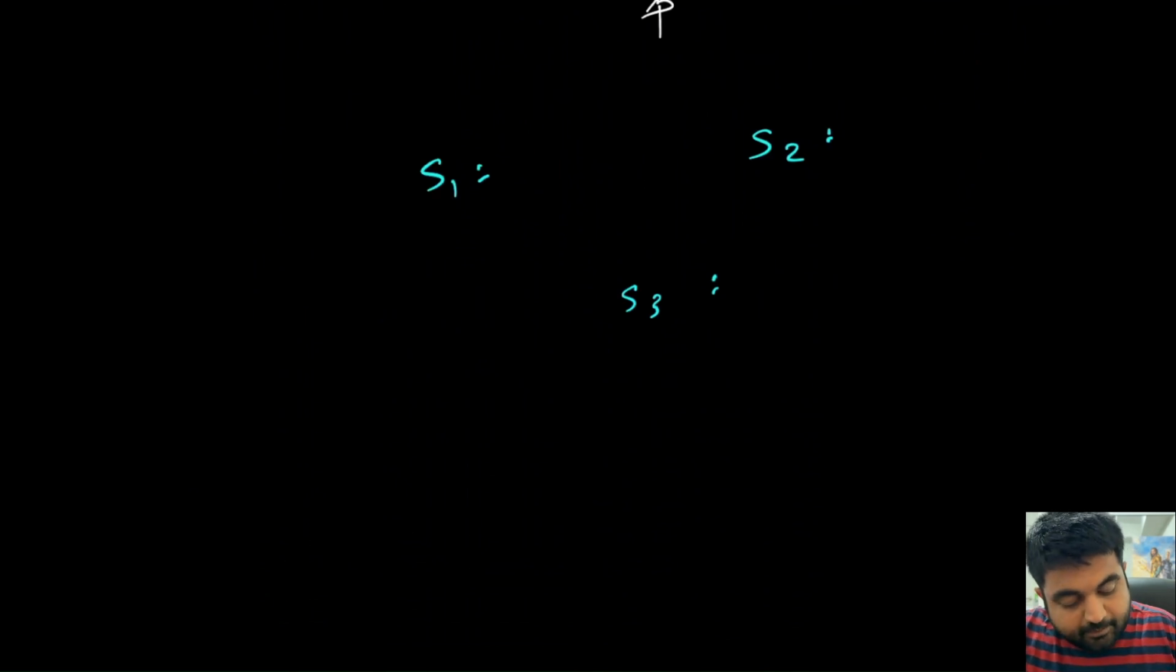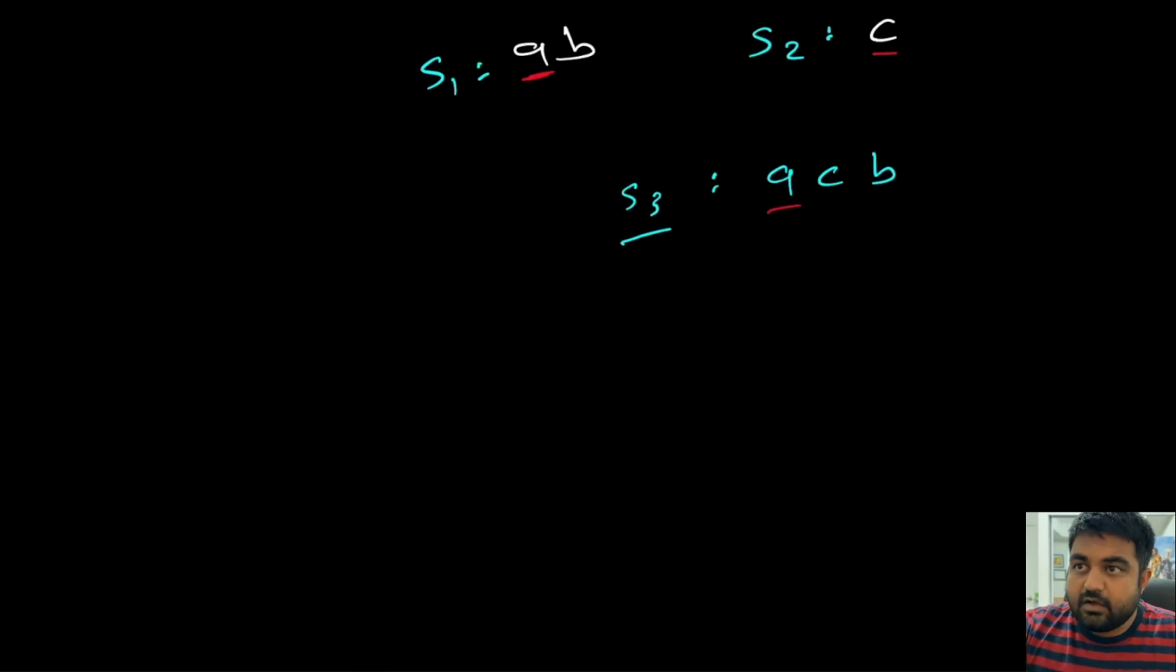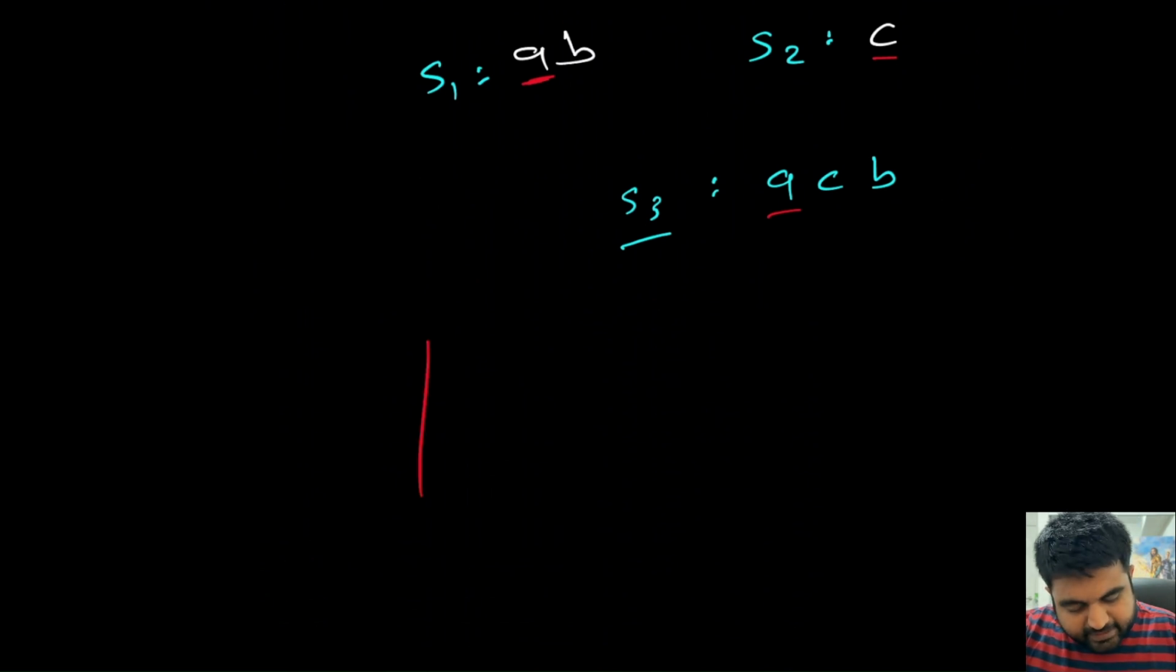Let's take one more complicated example. Let's say the values are a, b for s1, and c for s2. And currently for s3 we are comparing the values a, c and b. We know we can make this one, but how is it going to work? The idea is, first we are going to compare the very first element of s1 and s2 with the value in s3. And for that, let me make a very small table.